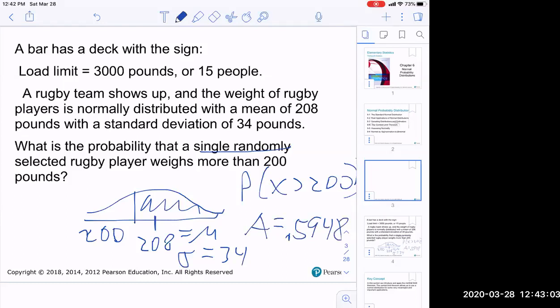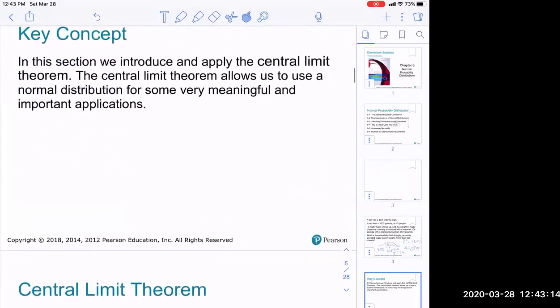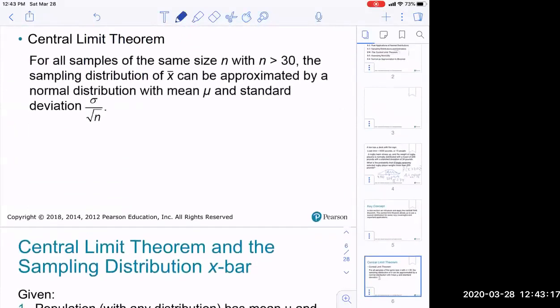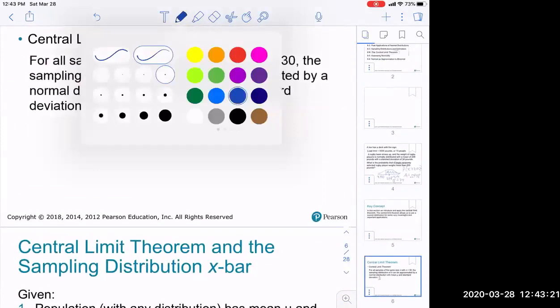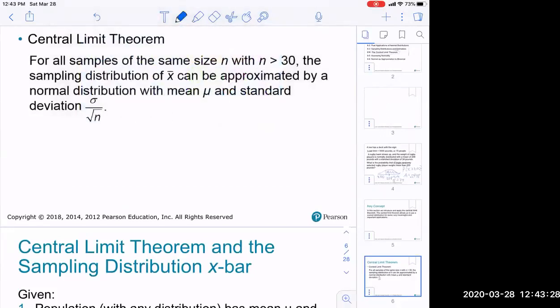Now, what's different with the central limit theorem? Instead of looking at individuals, we're going to look at samples. And here it is. We want n to be greater than 30, or we'll see there's another criterion that we'll talk about. What's going on is in 6.3, we talked about the sampling distributions of means, X bar. Now we're going to use it to do problems that involve samples.